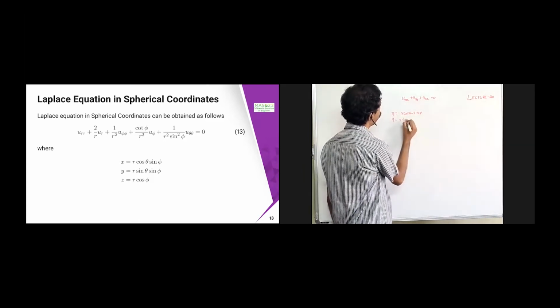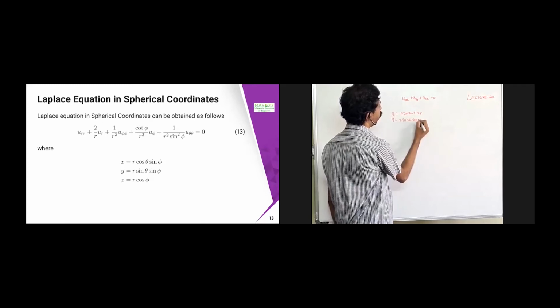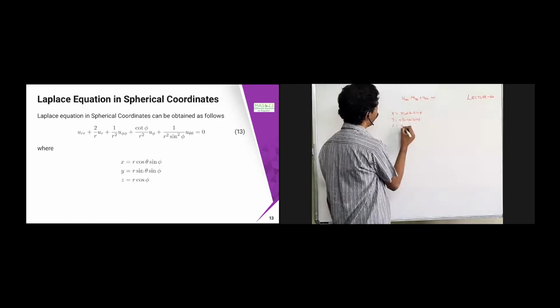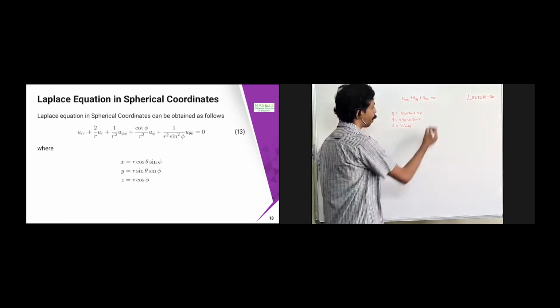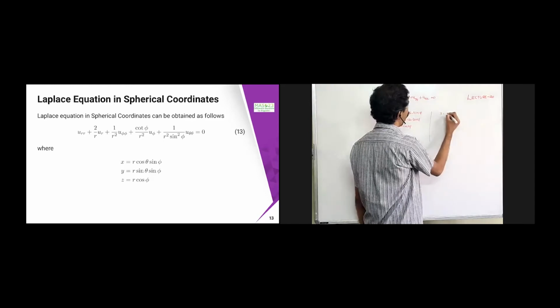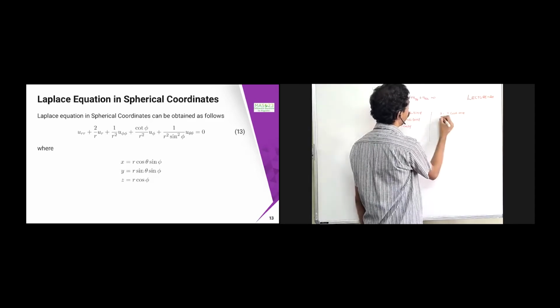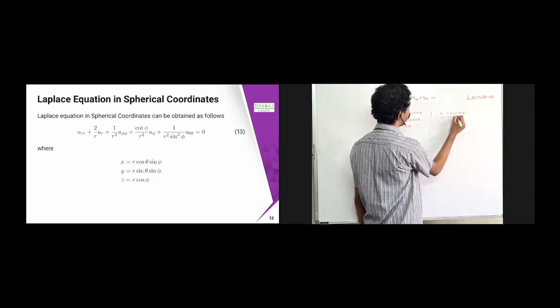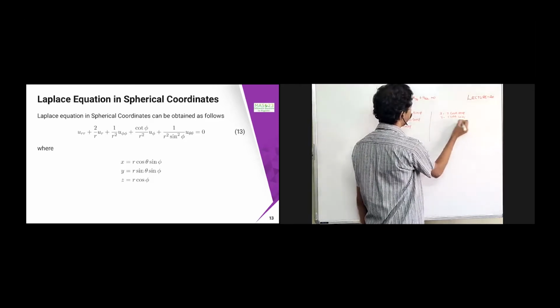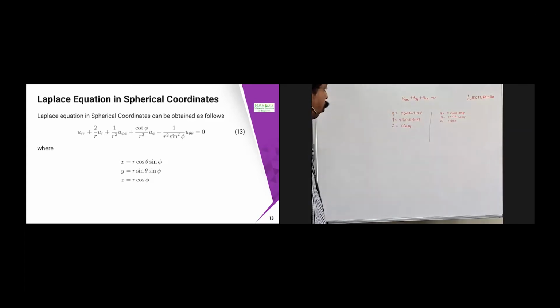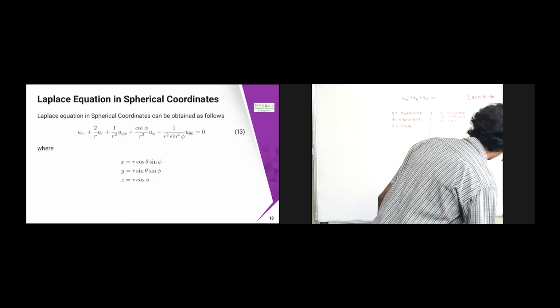Some of the books use sin and cos interchangeably, so you should be careful with which one you are using. In some books they use x equal to r cos theta sin phi, y equal to r cos theta cos phi, and z equal to r sin theta. So these are also used in some of the books. You can just use one of them and then do it.